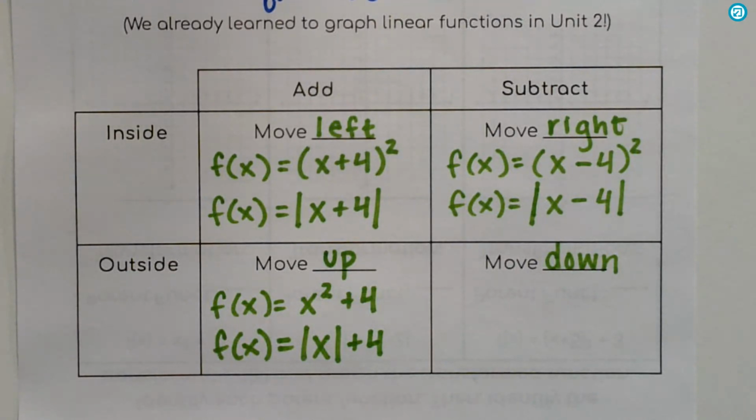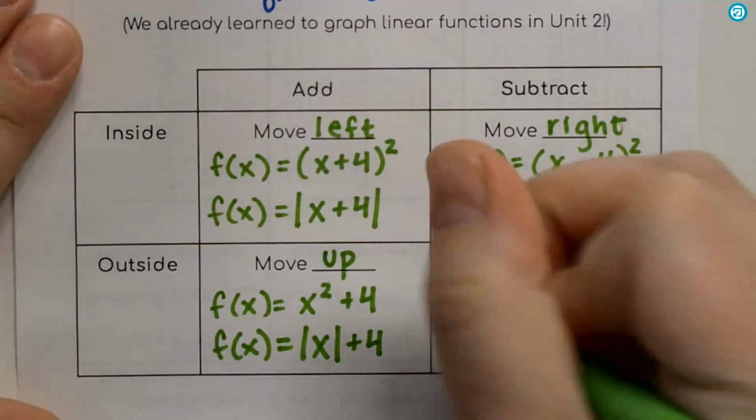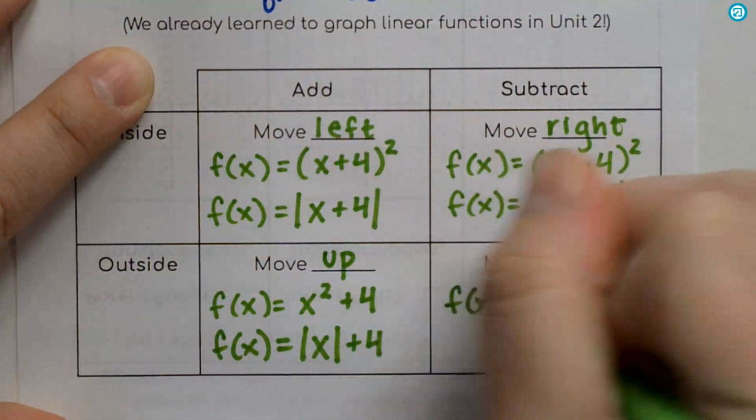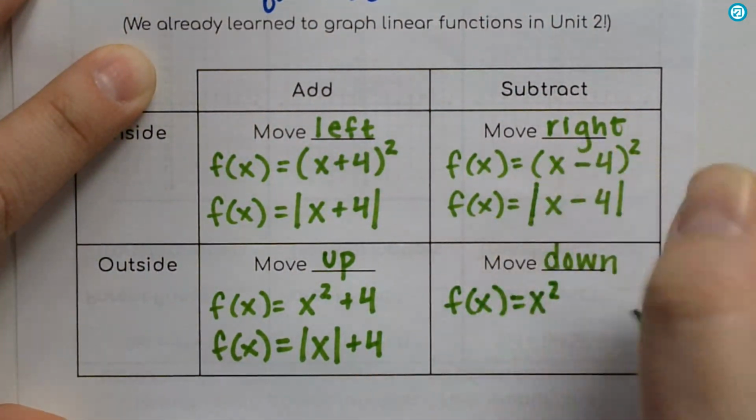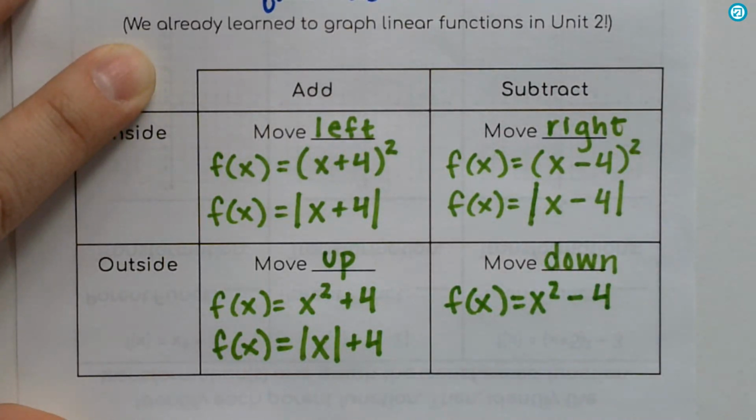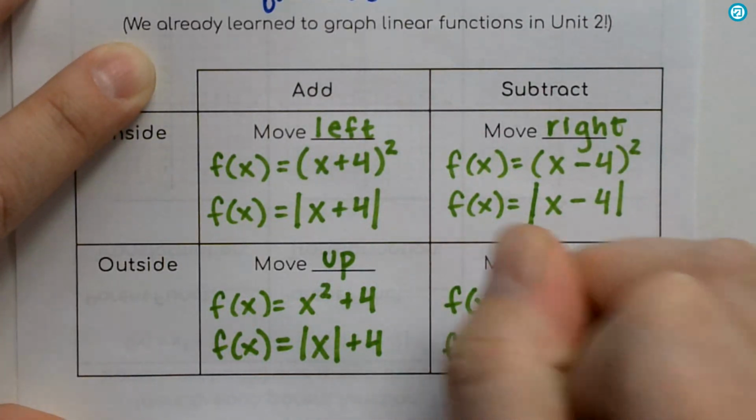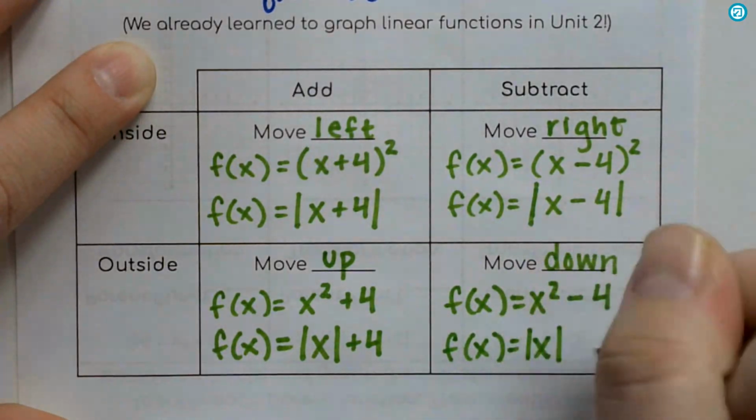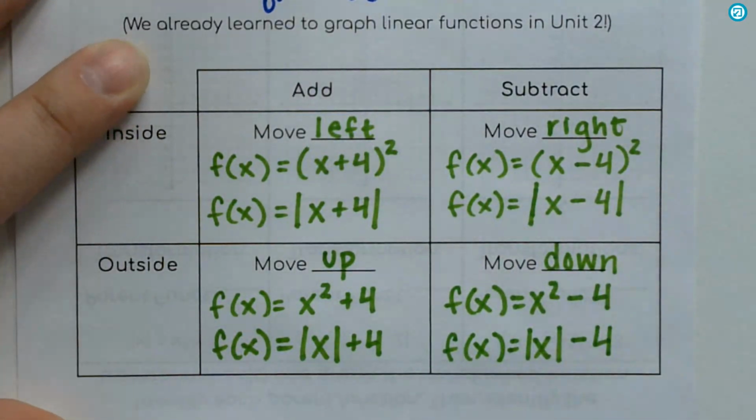Okay, and then the last examples, subtracting outside, it's going to be exactly like this, but instead of adding, we're subtracting. So I've got f of x equals x squared, and then I'm subtracting something, or f of x equals absolute value of x, and then I'm subtracting something.